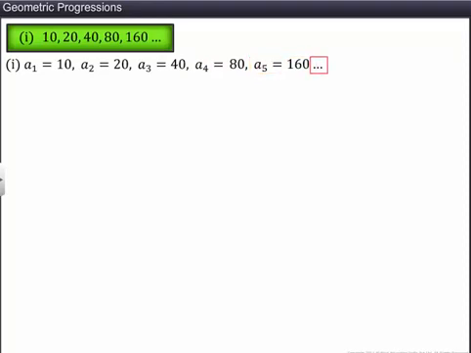The ratio of the second term and the first term is 2. Also, the ratio of the third term and the second term is 2. Likewise, if we find the ratio of each term to the term just preceding it, we find that it is 2.